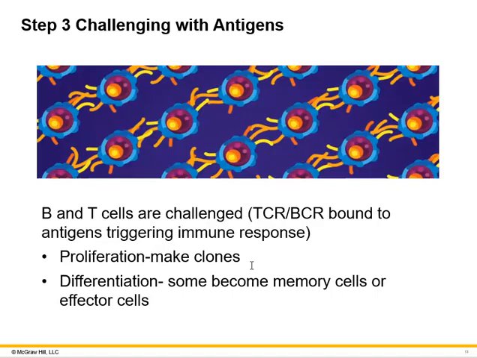And then differentiation: they can become memory cells or they can become effector cells. Memory cells are going to remember that pathogen, all right? We've seen this guy before. Or the effector cells are the ones that are actually going to do the fighting. They're going to help to destroy those pathogens. So let's talk about these different effector cells, right? We've got basically two different types of cells, our memory and our effector cells.